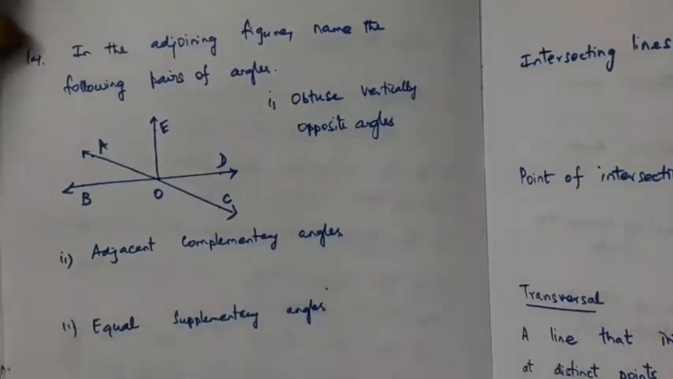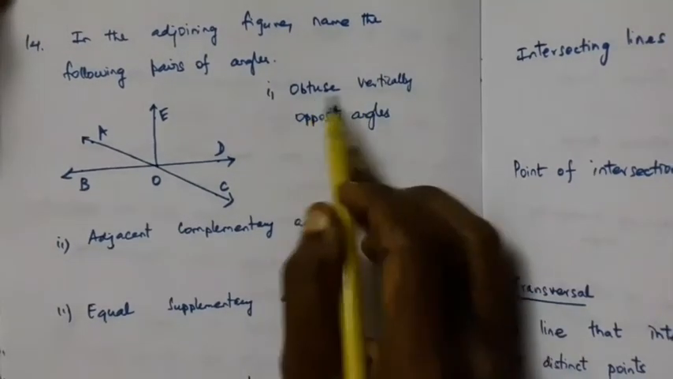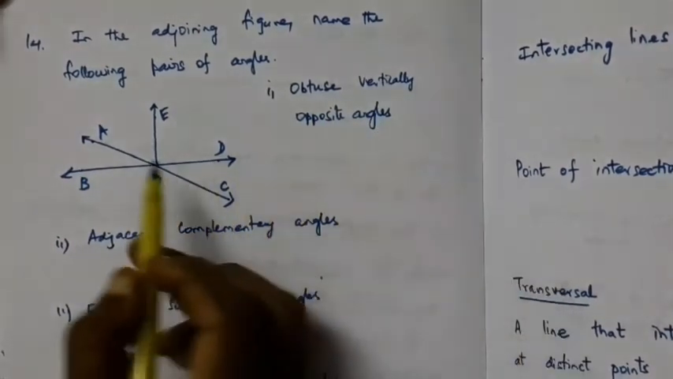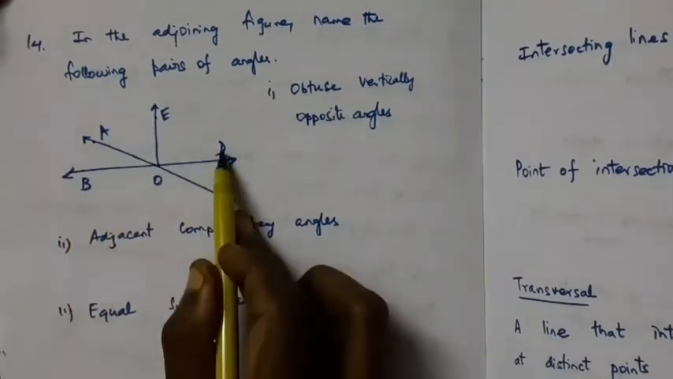In the adjoining figure, name the following pair of angles: obtuse vertically opposite angles. Okay, here is a straight line and here is a straight line.